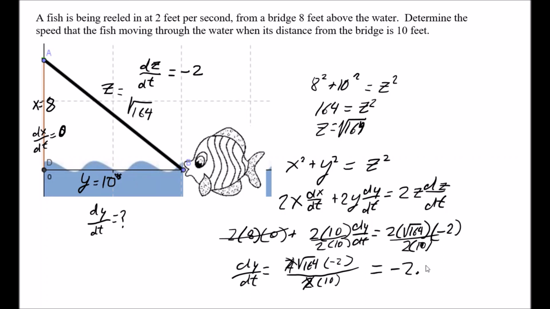rounding to the nearest tenth, feet per second. So that is dy/dt. That is how fast the fish is moving through the water when it is 10 feet from the bridge. Hopefully that makes sense to you.